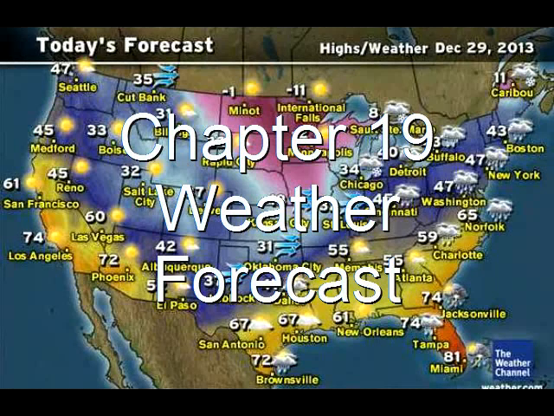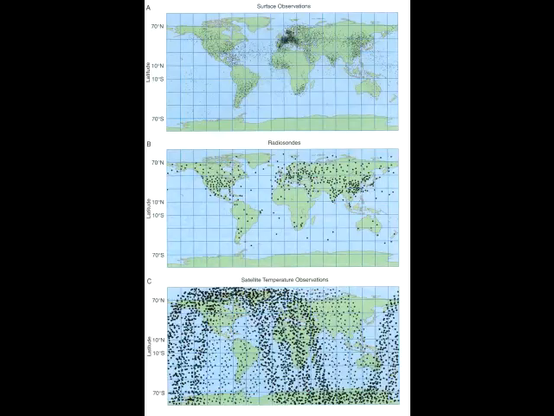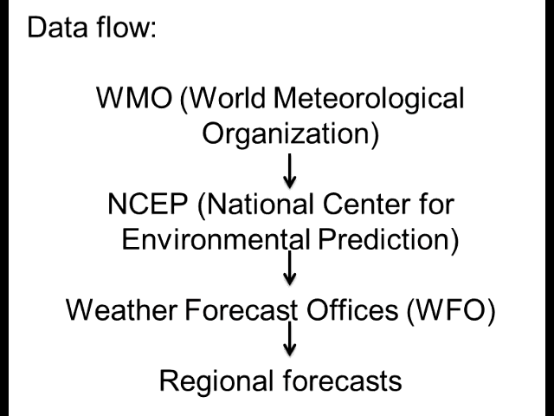Our weather forecast is based on acquiring weather data from more than 10,000 surface weather stations worldwide, ships and buoys, radiosondes, aircraft, satellite, radar, and more. Data from all over the world are collected by the World Meteorological Organization, and they are forwarded to our National Center for Environmental Prediction, the weather forecast offices, to eventually produce regional forecasts.